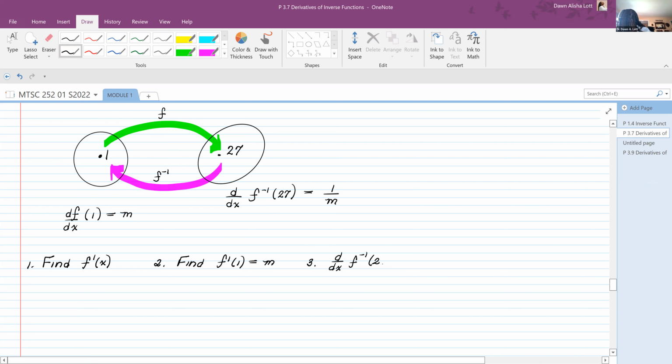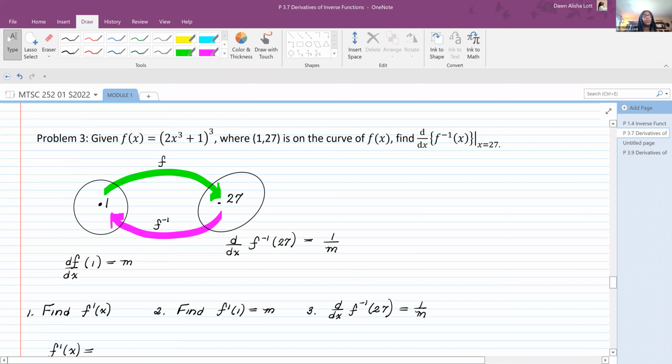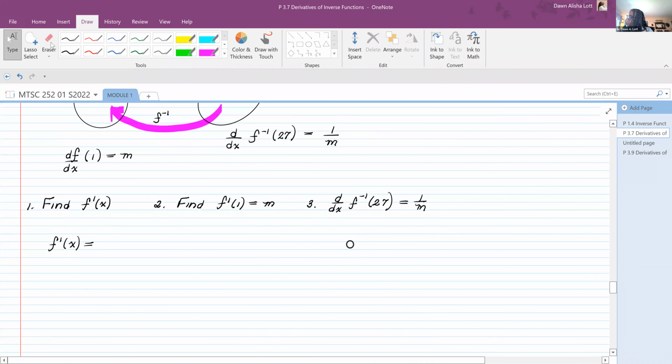Okay, so f prime of x, what is f prime of x? Somebody want to give me the final version of f prime of x? f of x was (2x cubed plus 1) cubed. Is it 3 times (2x cubed plus 1) to the power of 2 times 6x squared?